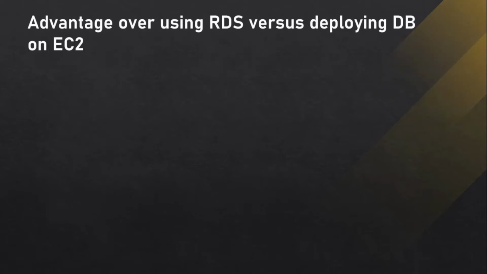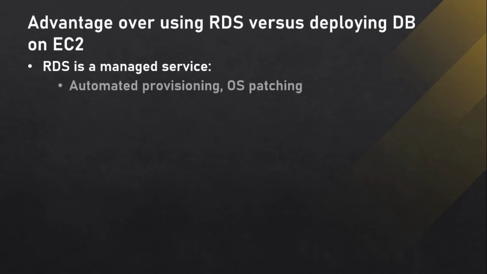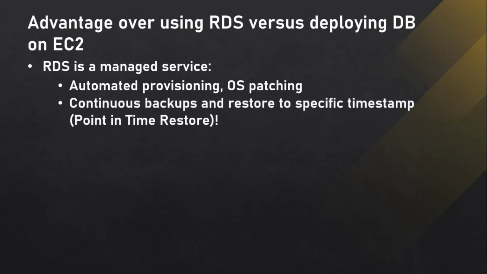So, why would we use RDS versus deploying our own database service on top of, say, an EC2 instance? Because this is possible. Well, RDS is a managed service, and as such, AWS provides a lot of services on top of just giving us a database. For example, the provisioning of the database is fully automated, and so is the underlying operating system patching. There are continuous backups being made, and you are able to restore to a specific timestamp. It's called point-in-time restore. You can also have monitoring dashboards to view the performance of your database.